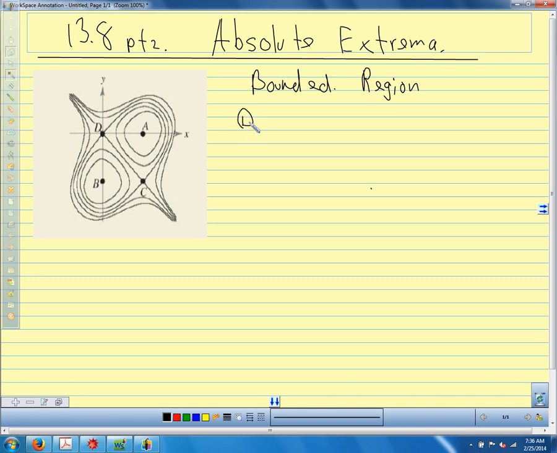So our steps: we have to find the critical points inside the region. We're using the tools that we talked about yesterday: set our first partials equal to 0 and run our second partials test. Then, since we have a bounded region, we have to check our boundary, like we have to check our endpoints for a single variable function. So we're going to find the extreme values on the boundary.